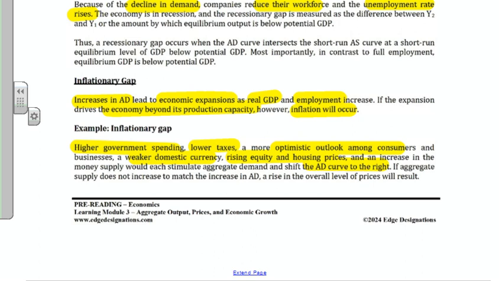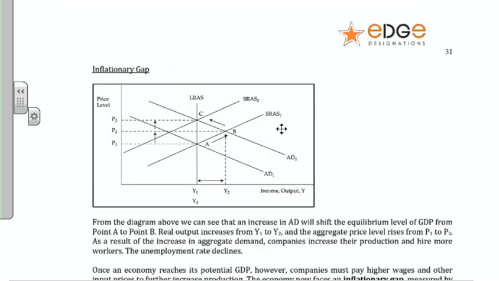If the supply curve doesn't increase to match that, there's going to be an overall increase in prices. That's all, because the supply remains the same. Okay, I'm starting to bore everybody now. Long run aggregate supply curve sits over there.